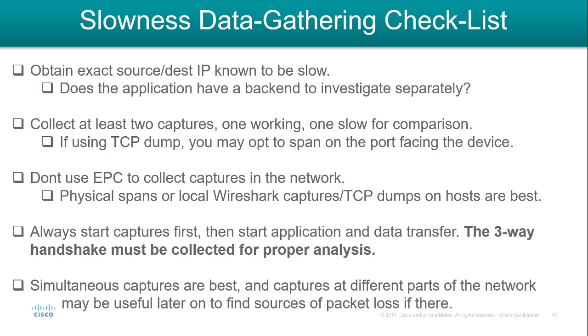Additionally, whenever troubleshooting slowness, we want to make sure we always get at least two captures. One needs to be the working or fast capture, the other needs to be the slow or broken capture. Additionally, if you're using something like TCP dump on a server and you see packet sizes that look a little bit unexpected, you may want to instead collect a span capture on the device where that server is directly connected in order to get a better view of what the data actually looks like on the network.